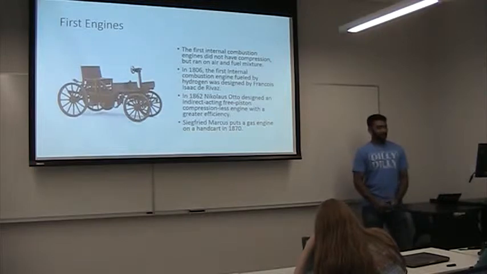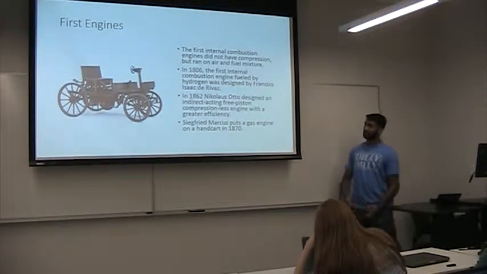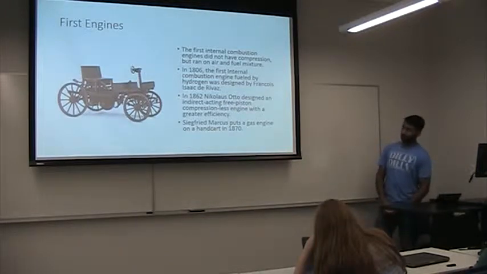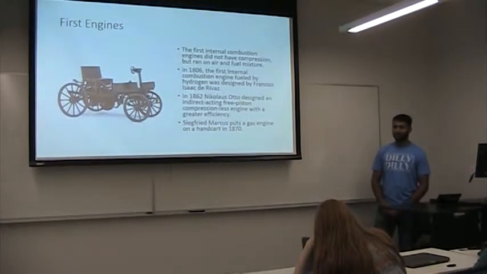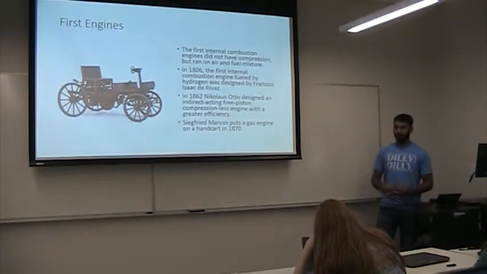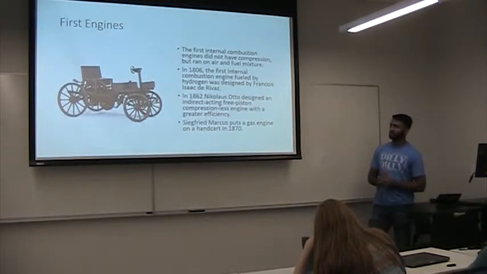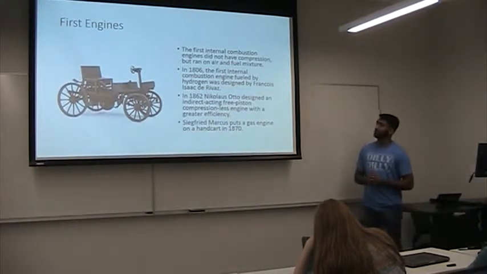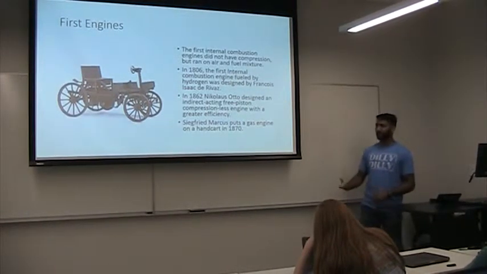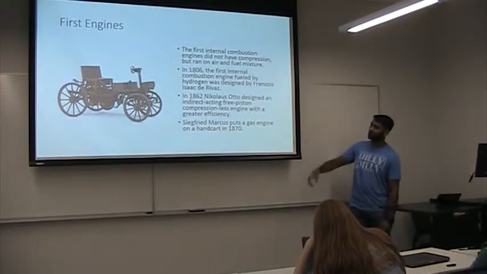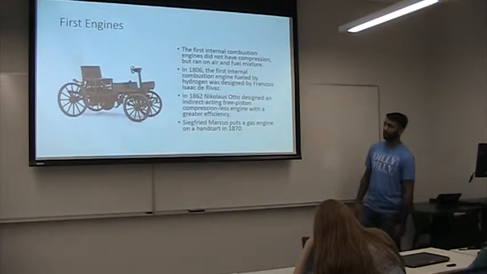So the first internal combustion engine actually didn't have the compression stroke. In 1806, the first internal combustion engine was actually fueled by hydrogen, and then it wasn't until 1862 when Nicolaus Otto designed an internal combustion engine with a greater efficiency. As you can see in the picture, that's the one Mr. Marcus had used.